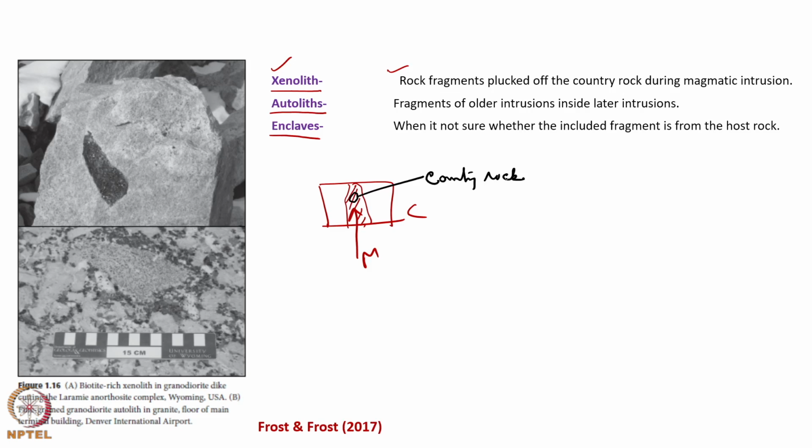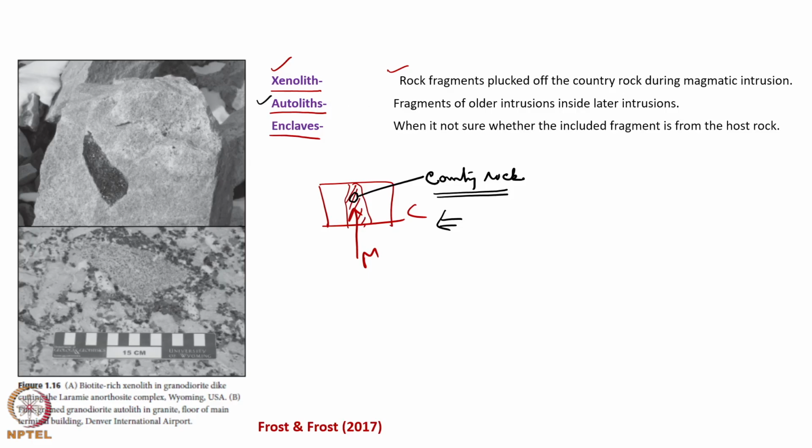In the principle of included fragment, I have already said that if this is the situation, then the country rock, or the rock which is coming as an inclusion within the xenolith, is older in age than the magmatic material. So, once I say younger in age or older in age, I mean relative age.